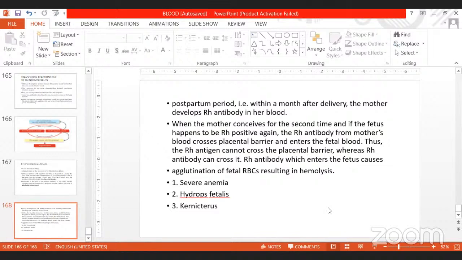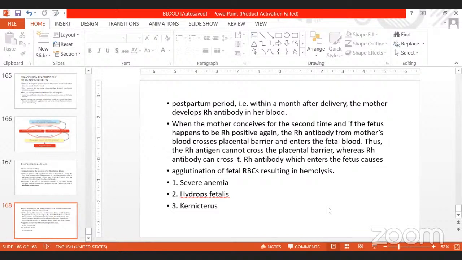So the Rh antibody, which enters the fetus, causes agglutination of the fetal RBCs, resulting in hemolysis, leading to severe anemia, hydrops fetalis, and kernicterus. To treat that, we have to introduce anti-Rh antibodies. That means if the fetus happens to be Rh positive in an Rh negative mother, immediately after delivery we have to introduce anti-Rh antibodies to treat that particular condition.